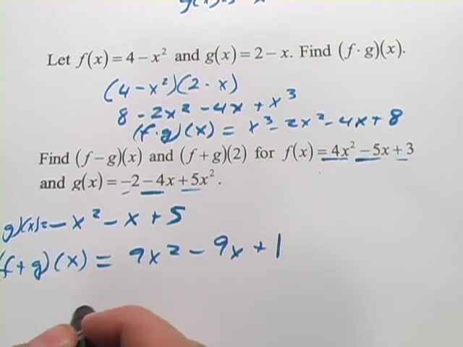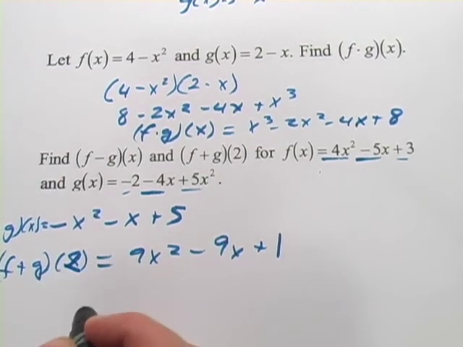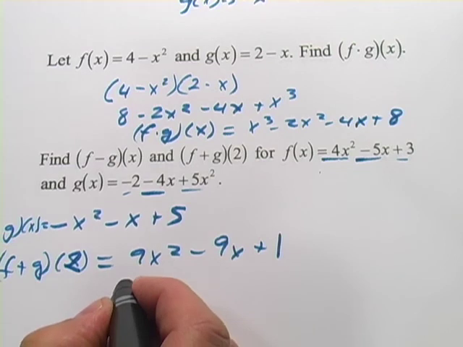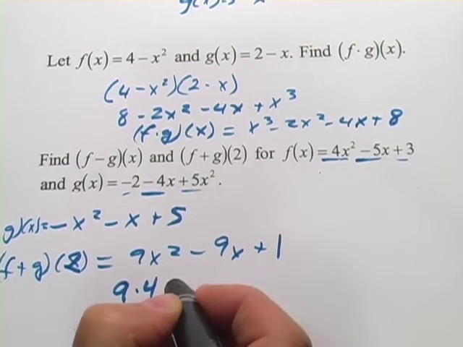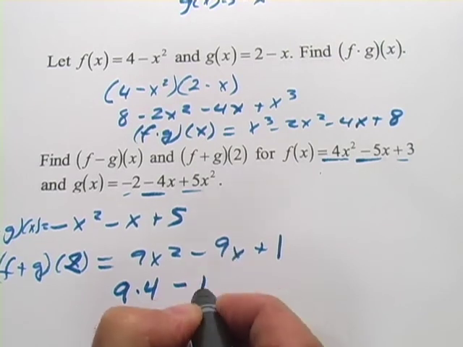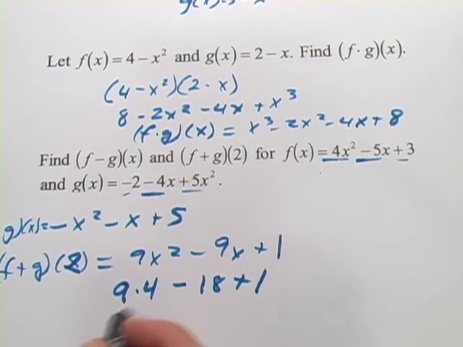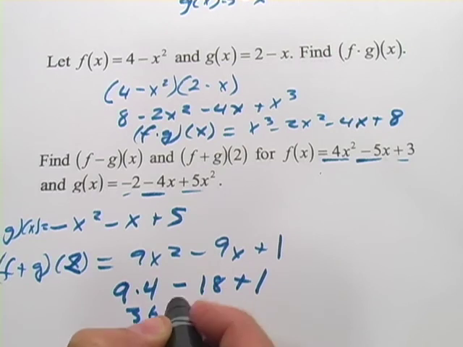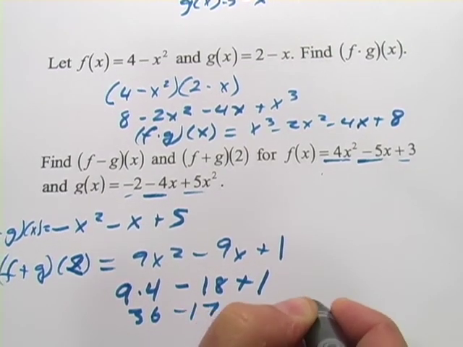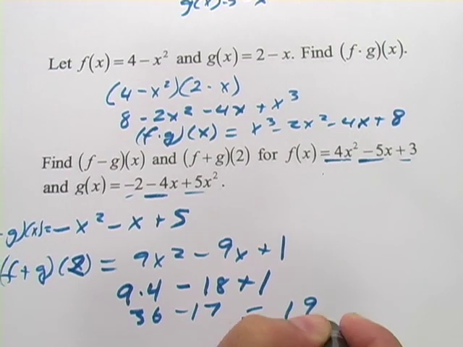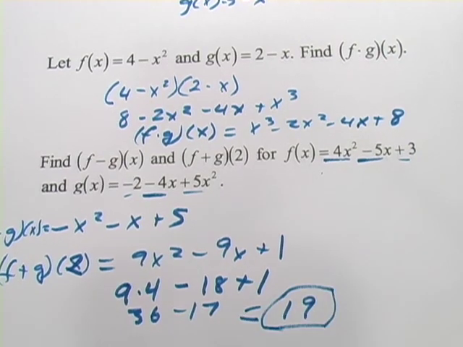And now we're going to go ahead and plug in our 2. So we'll make this f plus g of 2. That would be 9 times 2 squared, so 9 times 4, minus 9 times 2, that's 18. Plus 1. So we'd get 36 minus 17, and I think that equals 19. So that is a little bit about adding and subtracting and finding products of functions.